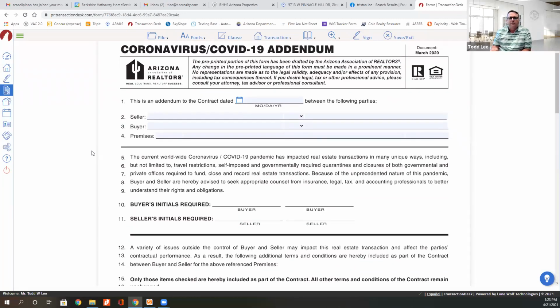So the coronavirus addendum really came out last year, March of 2020, and it was put in as a protection, mainly geared toward buyers, that really allows them an opportunity to cancel and get out of the contract at just the mere threat of saying coronavirus. But if you go through it, the top part's all the same.